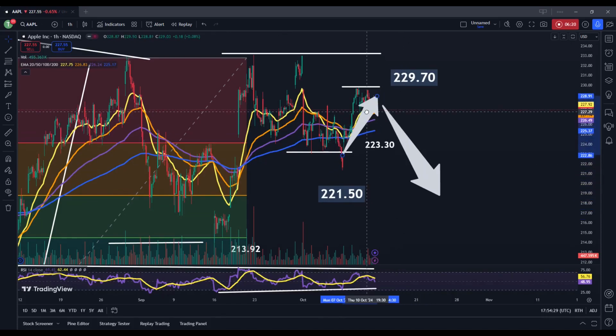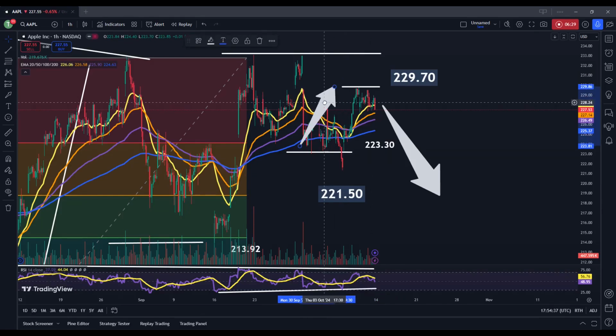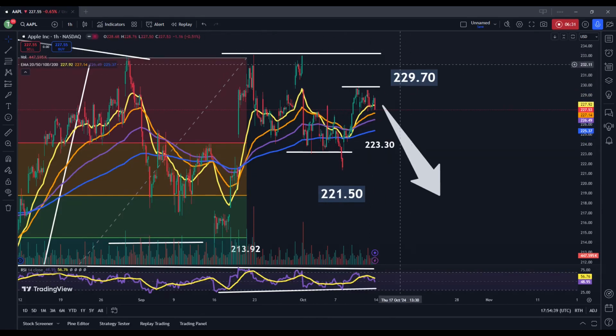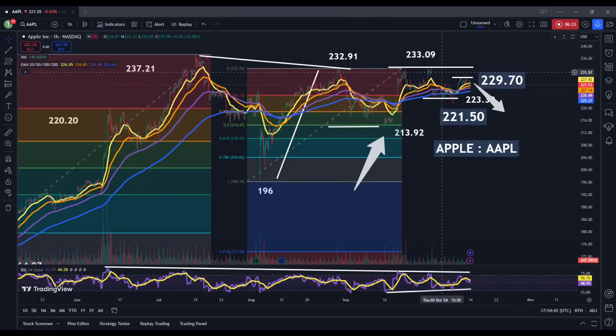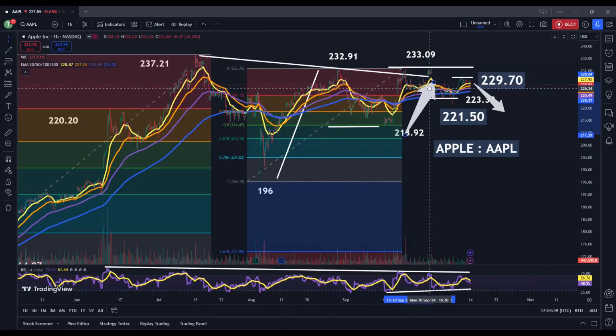So, we do need to see a break back above 229.70 in order to maintain the bullish bias. And then you'd be looking for a retest of that 233 range top resistance. If we do see a break above that area, then we can start to target higher highs. But as things currently stand, we're getting a period of consolidation here at these upper levels, and the main question for the stock longer term is whether or not this trend line break here is a legitimate trend line break.